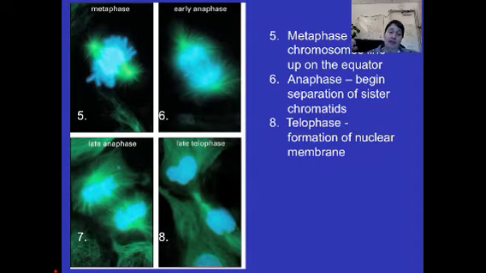Late in anaphase, right, you have the chromosomes separated, and the last step is telophase, where in telophase you start to begin the process of regenerating a nuclear membrane, which basically means the ER comes back and surrounds the nucleus, and the cells are ready now for cytokinesis.